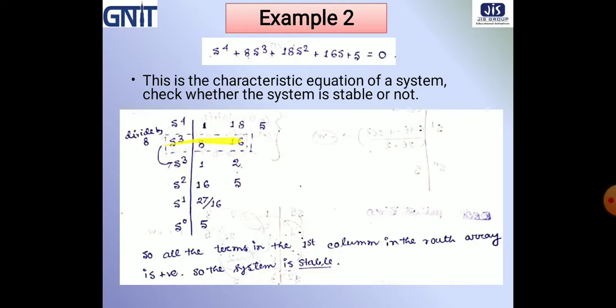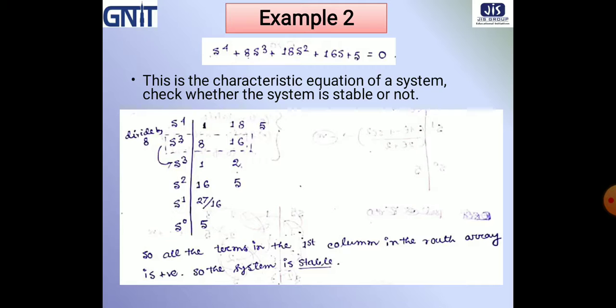Now we can divide this row by the common factor 8, which makes the calculation easier. Then we can write this row as 1 and 2. Going to the next row, take the new value of s cube: 1 into 18 minus 2 into 1 divided by 1, that will be 16. So 16 and 5 will be there, and this way just form the Routh array.